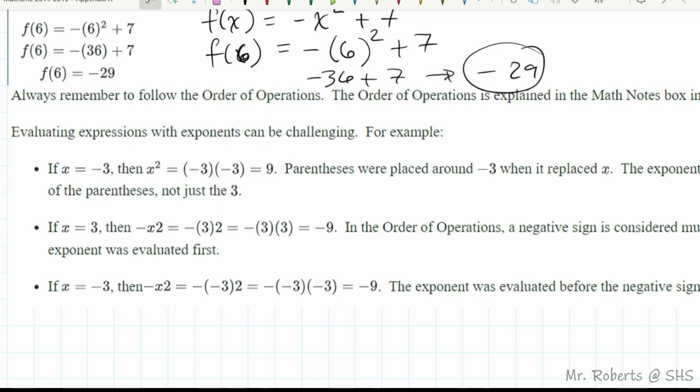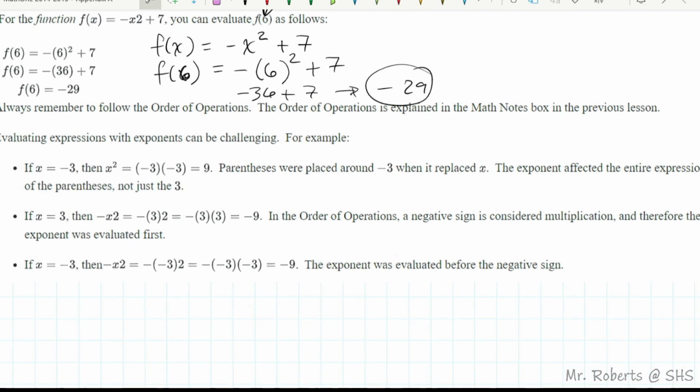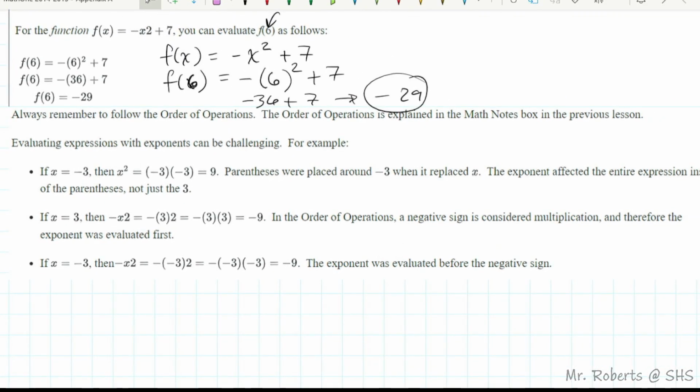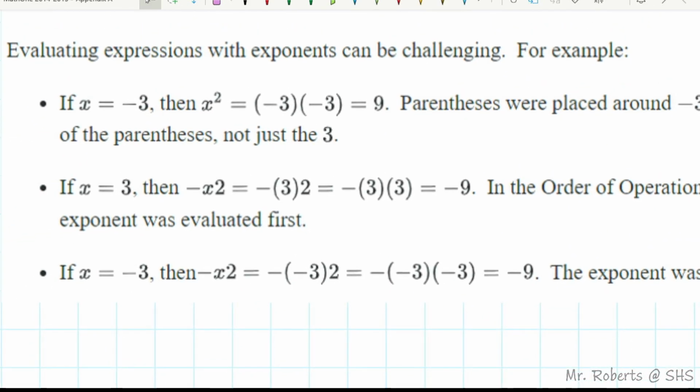For example, if x is negative 3, then x squared is, oh yeah, you see this. X squared is negative 3 times a negative 3. Parentheses were placed around the negative 3 when it replaced x. The exponent affected the entire expression inside the parentheses. So a lot of times when I would write this, I would say, hey, I'm trying to evaluate what x squared is. And I would say, oh, x is negative 3. So if I put negative 3 just like that in parentheses, what that means is a negative 3 times a negative 3, which is positive 9.